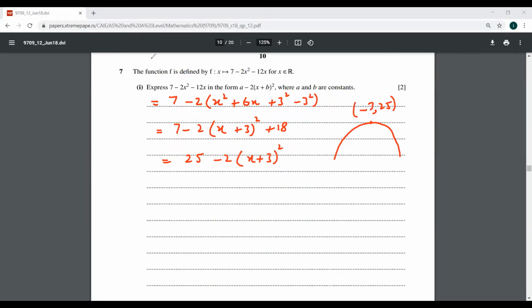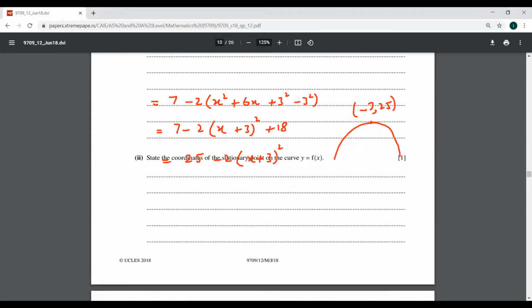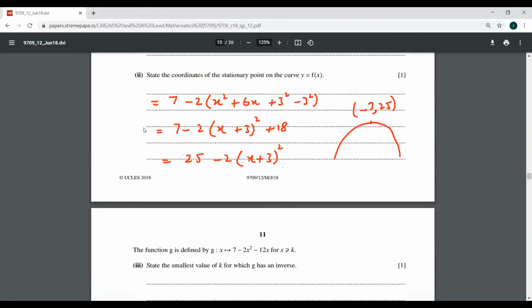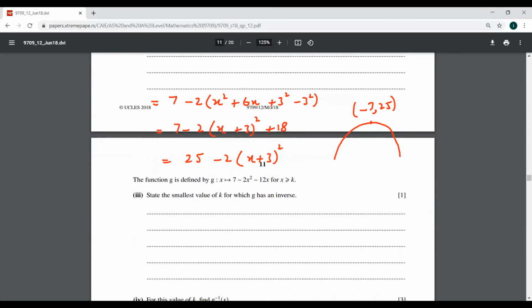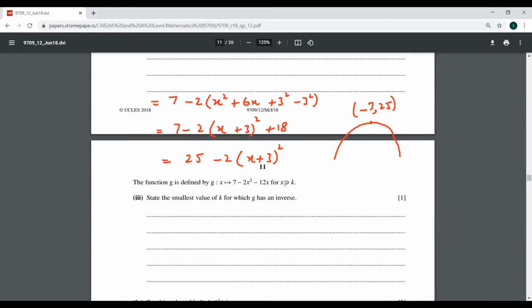Okay. Going to the B part, it says show that the coordinate of the stationary point. State the coordinates. We have already stated the coordinates are minus 3 comma 25. What's in the third part? The function g is this for x is more than, but the same function has been named as g of x. State the smallest value of k for which g has an inverse.